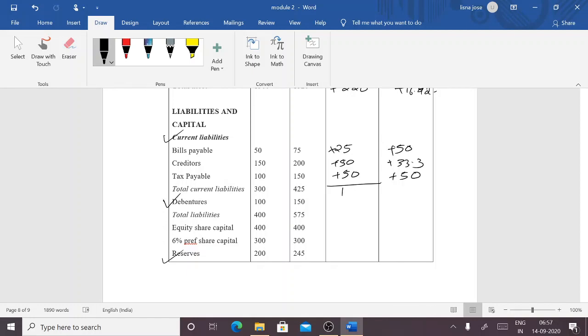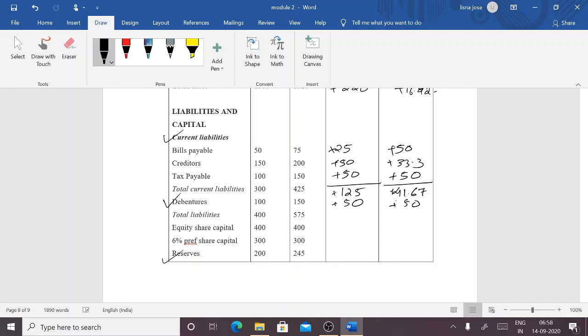okay, it is 125, and what is the percentage total? It is 41.67. Then we have debenture is given, and that is increased by 50, and what is the percentage for the same? That is also 50 percent.